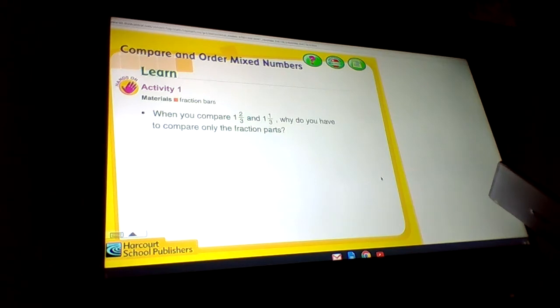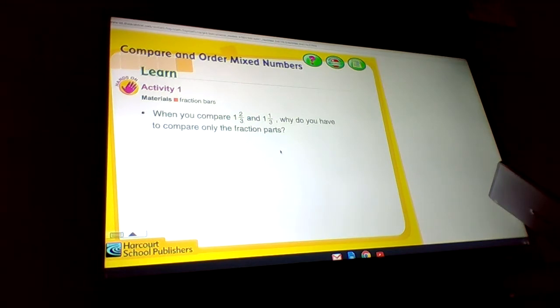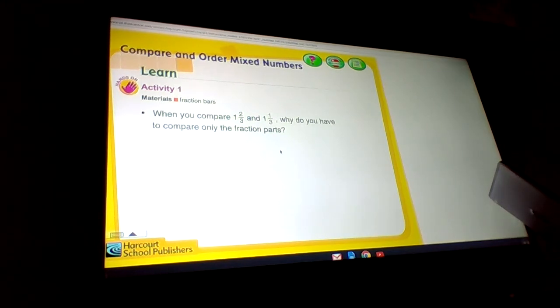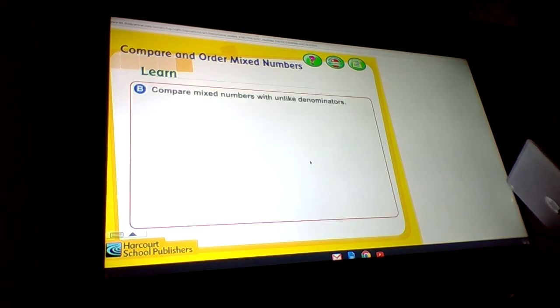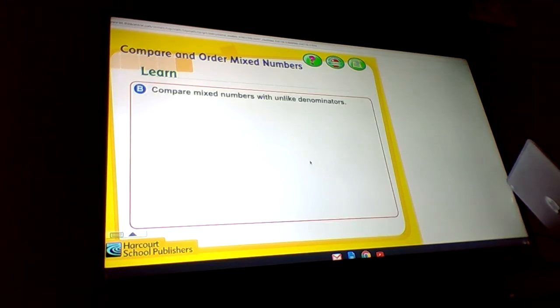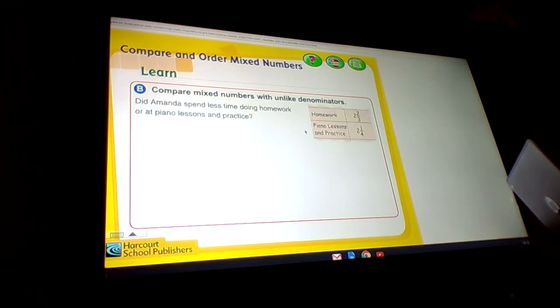Okay. Why? This is a great question. When we compare 1 2/3 and 1 1/3, why do we only have to compare the fraction parts? That's right, it's because we have the same whole number. So there, you just have to look at the fractions. Now when we compare mixed numbers with unlike denominators, remember what we have to do. We have to find a common denominator before we can even compare these.